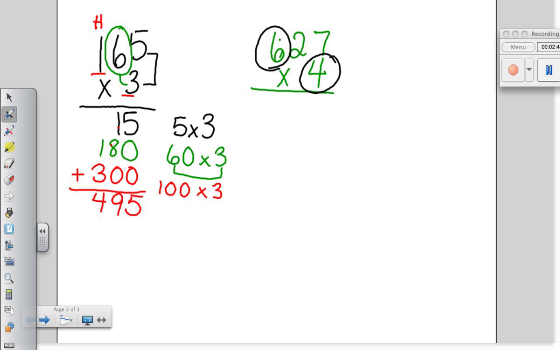So if on the first row I want to start with hundreds, I could do 600 times 4. What do I know about 600 times 4? I know I can do the 6 times 4 and put the 2 zeros for the hundreds, right? So what is 6 times 4, Kevin? 24.